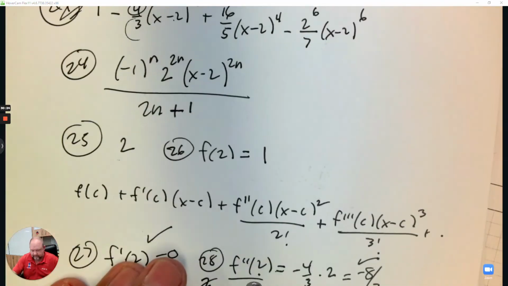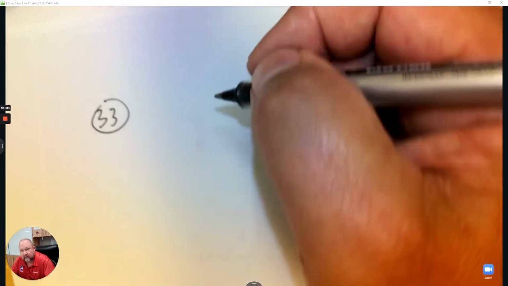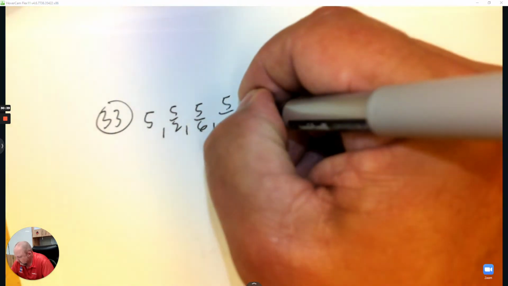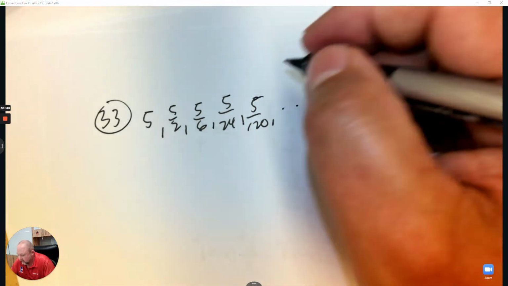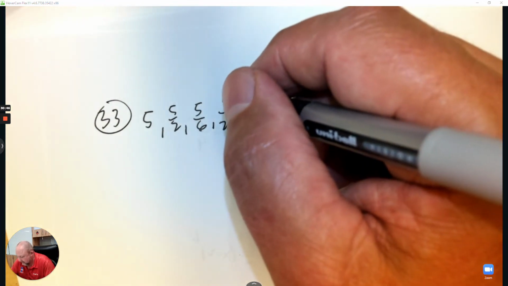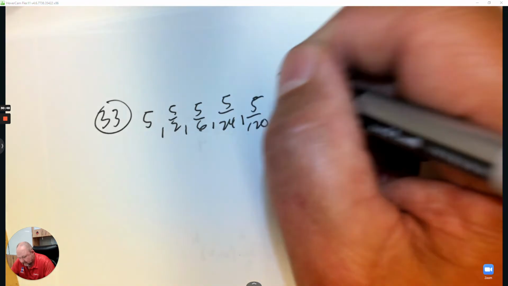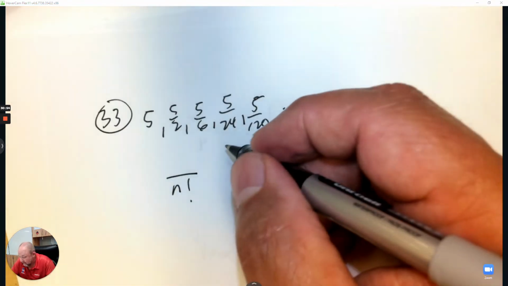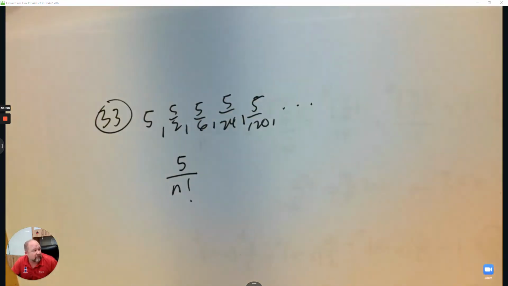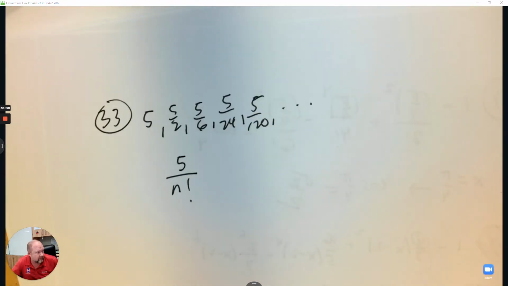33. It says write an expression for the nth term of these sequences. Assume n is 1, then 2, then 3, and then look what happens. So I see a factorial on the bottom, and then I only see 5 on top. So I see 5 over n factorial. So if I see it, yay.